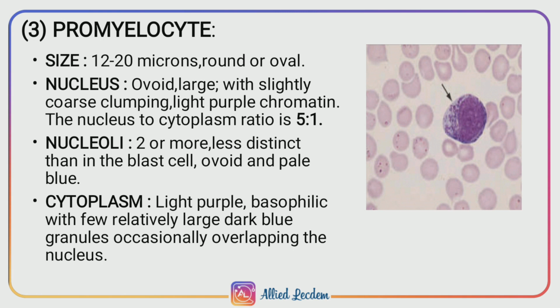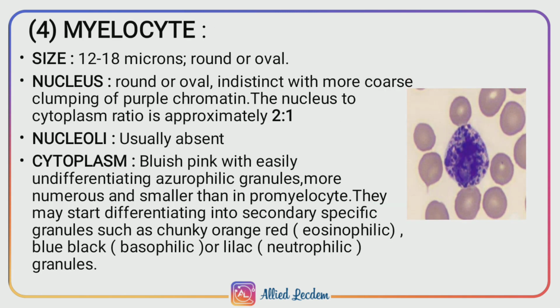Myelocyte. The size of the cell ranges from 12 to 18 microns and it is round or oval shaped. The nucleus is round or oval shaped and indistinct with more coarse clumping of purple chromatin, as present in the blood picture. The nucleus to cytoplasm ratio is approximately 2:1 and here the nucleoli are usually absent.